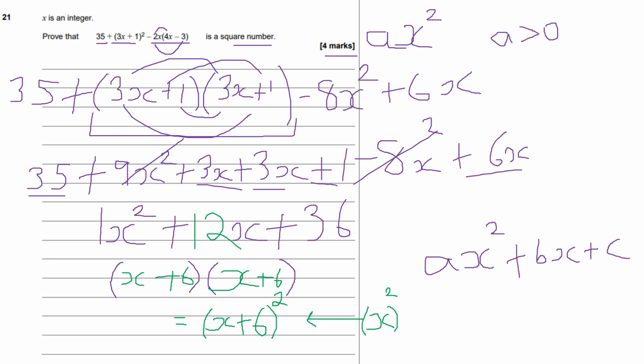Doesn't matter what x is, that will always give you a square number. If x is 0, I'm going to get 6 squared, which is 36, a square number. If x is 1, I get 7 squared, which is 49. If x is 2, I get 8 squared, which is 64, and so on and so forth, for any value of x. x can belong to the set of real numbers, or real values.